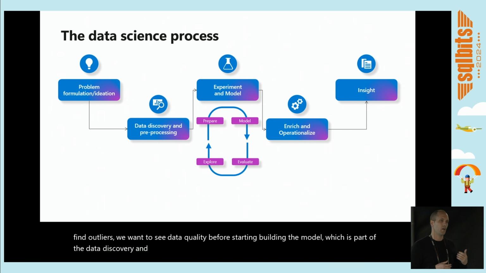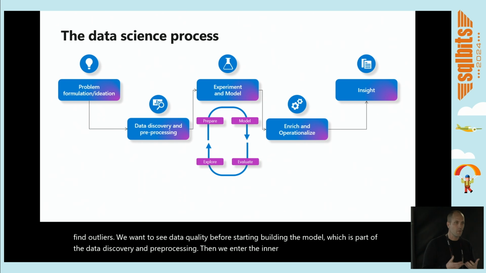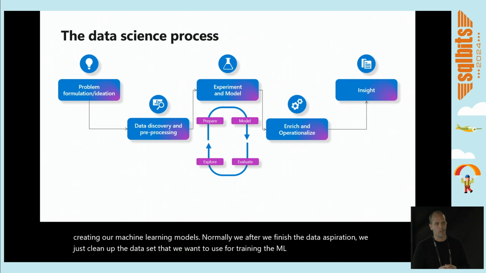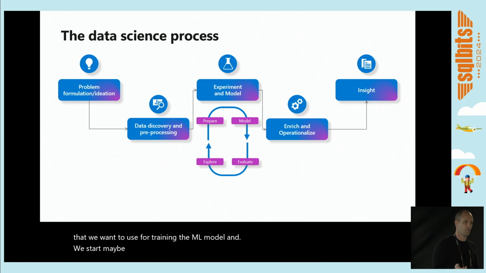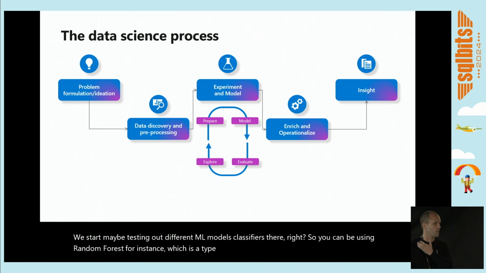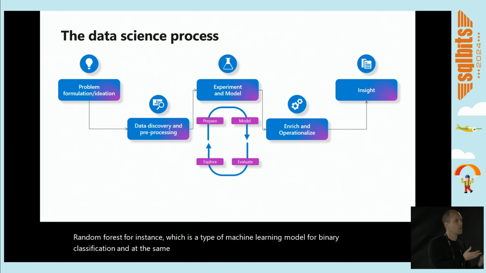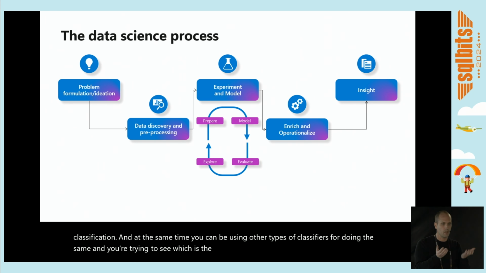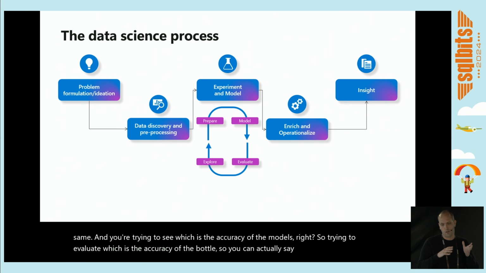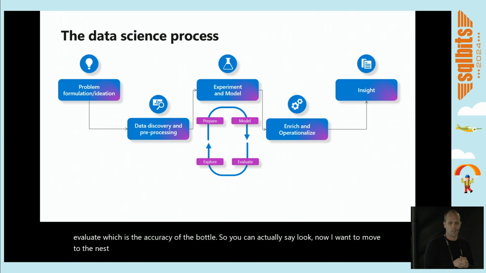Then we enter the inner loop of experimenting and creating our machine learning models. Normally, after we finish the data exploration, we just clean up the data set that we want to use for training the ML model. And we start maybe testing out different ML models or classifiers there. You can be using random forest, for instance, which is a type of machine learning model for binary classification. At the same time, you can be using other types of classifiers for doing the same. And you're trying to see the accuracy of the models, so trying to evaluate the accuracy of the model so you can actually say, look, now I'm going to move to the next stage, which is enrich and operate.